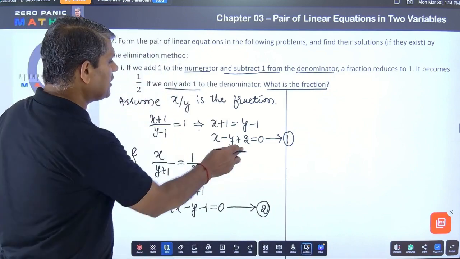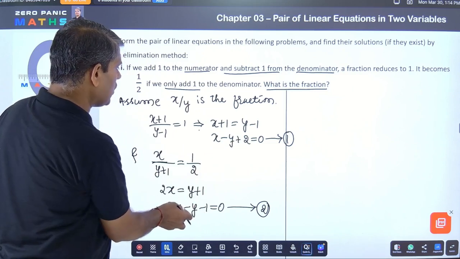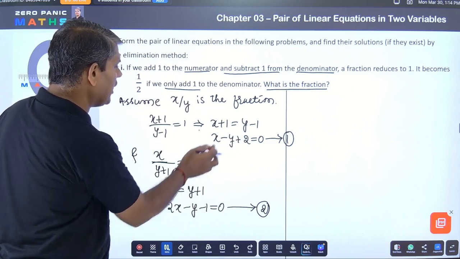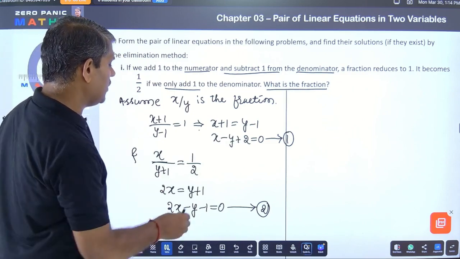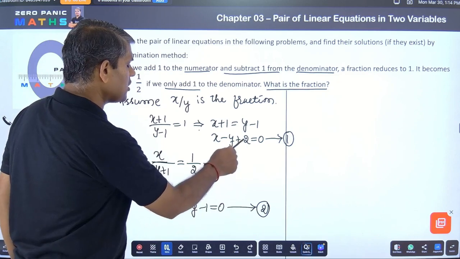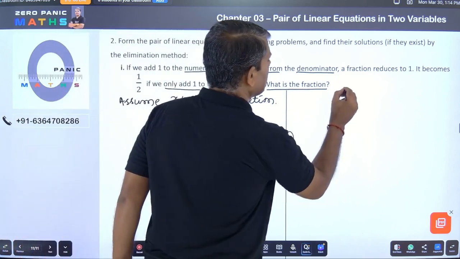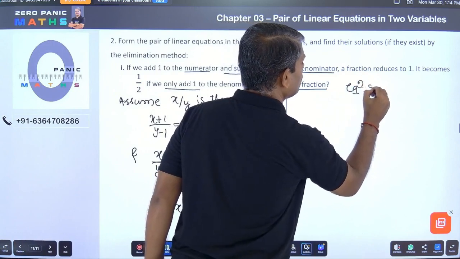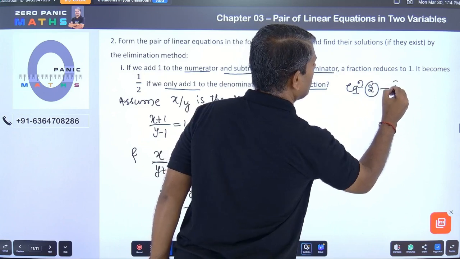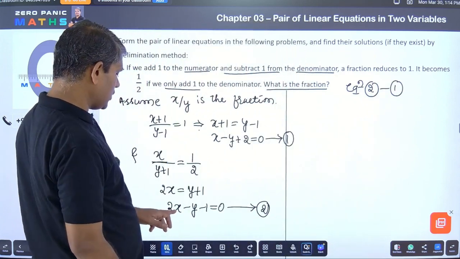Now subtract equation 1 from 2, because we already have y and y values with the same coefficient, so we can cancel each other. Okay, subtract equation 1 from 2. I can write equation 2 minus 1.